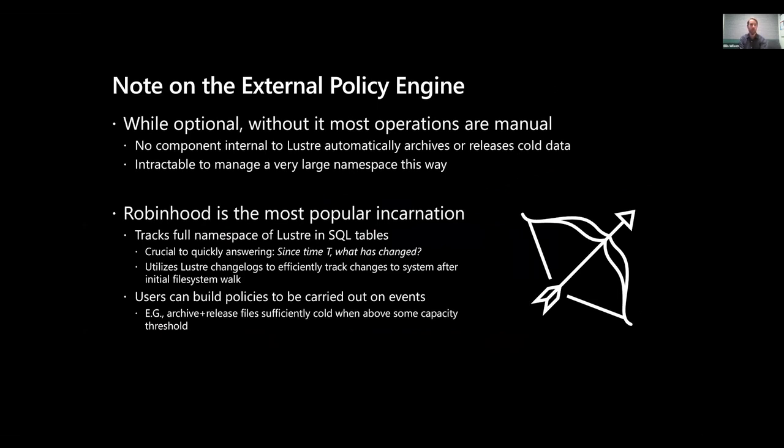So a quick note on the external policy engine. I mentioned it was optional. I think that's technically true, but from a tractability perspective, isn't completely honest. Trying to write your own scripts or do this manually in a very large system becomes intractable fast. And so Robinhood is the most popular incarnation of something like this. It's what I'm going to be referring to for the rest of this talk. It tracks the full namespace of Lustre in SQL tables. It does only track one namespace, so multiple Lustre systems will require multiple Robinhoods, but point being, it can answer really quickly what has changed since time t. It will also use change logs after an initial scan to track changes, and admins and users can build policies around this.